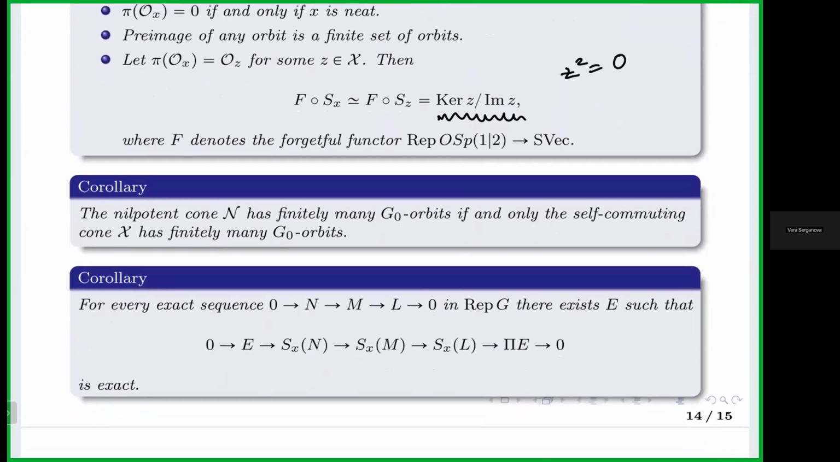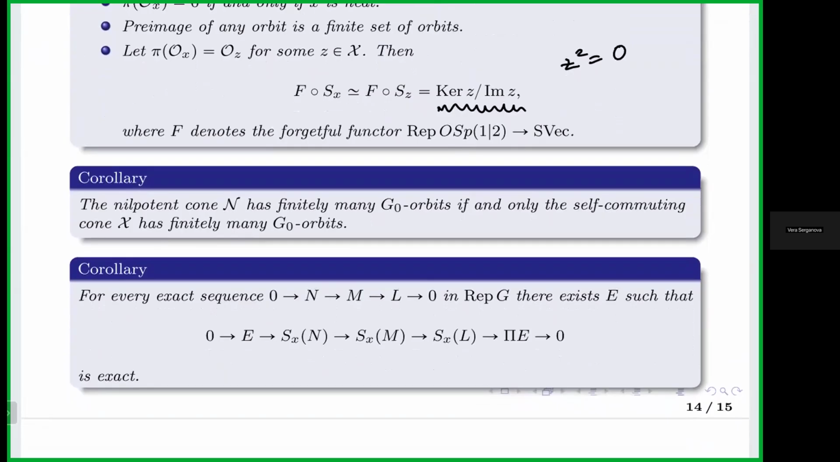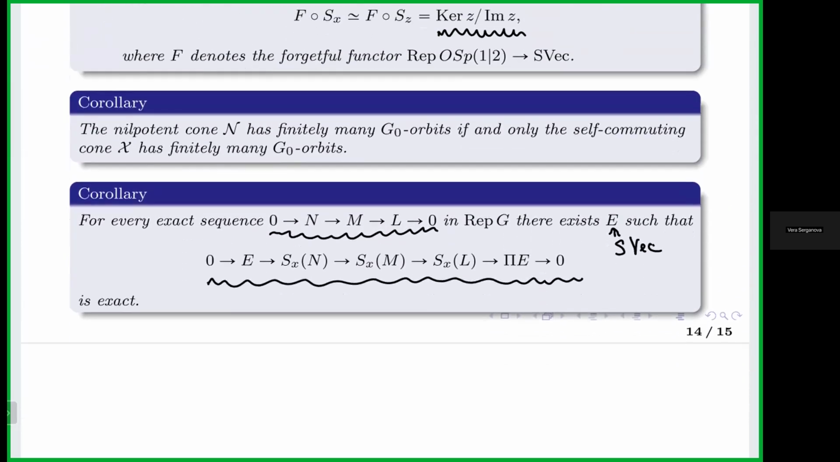Another interesting property is that although this functor Sx is not exact, it has this nice property: whenever I have an exact sequence of modules in rep G, then there exists E in the category of supervector spaces such that this exact sequence becomes an exact sequence with five elements. So you can say that Sx is not left exact or right exact, but it is exact in the middle. Well, I think I should stop here.